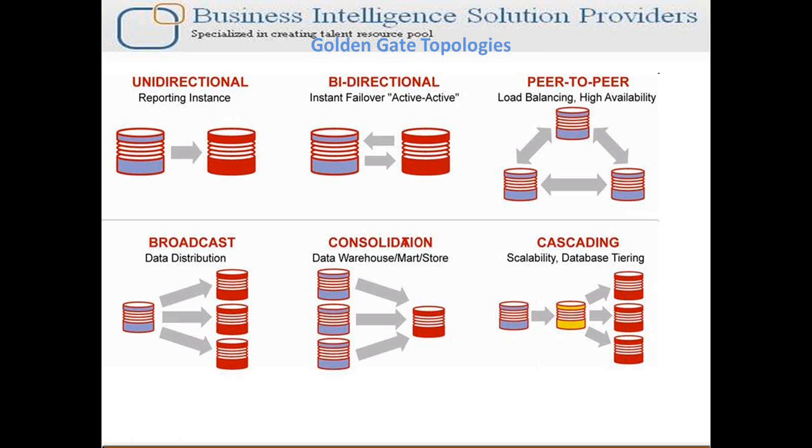Now this is load balancing. Like we have broadcast, we have databases A, B, C, D. So changes made on A go to B, C, and D. Consolidation, changes made on all these three databases go to this database. Cascading and peer-to-peer, changes made on A go to B, changes made on B go to C, and changes made on C go to A. So any kind of thing that you think of in replication is possible in GoldenGate, right?